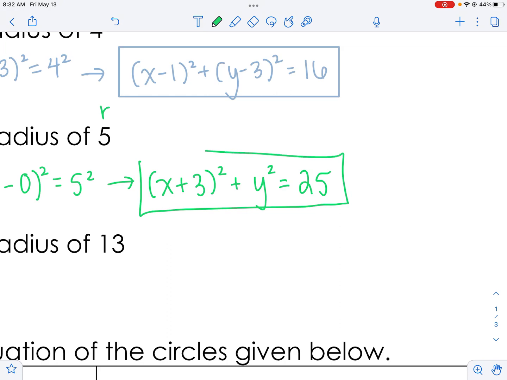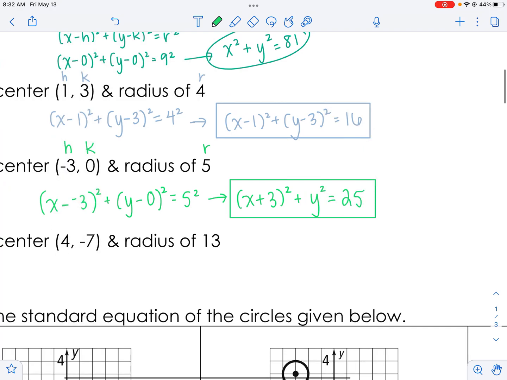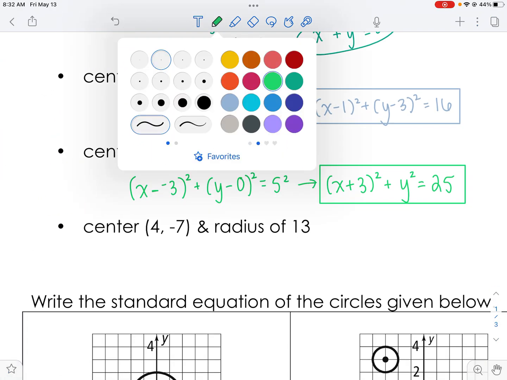That's it. I'm going to give you just a second to try this next one on your own. Label, plug it in, and then see if you can figure it out.